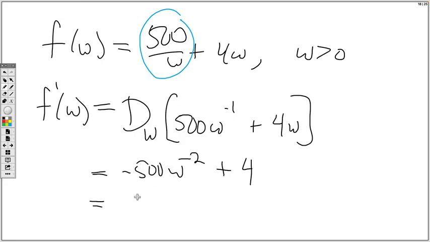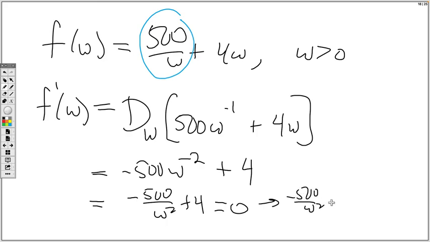And we want to look for critical numbers. Are there any places here that would make this denominator undefined? Yep, w can't be what? 0. But do we care about w as 0? No. Okay. So now we'll set it equal to 0. Negative 500 over w squared is negative 4. So negative 4w squared is negative 500.